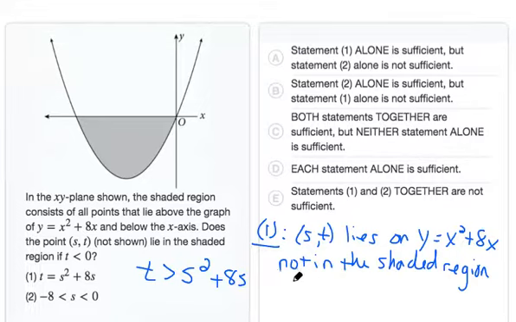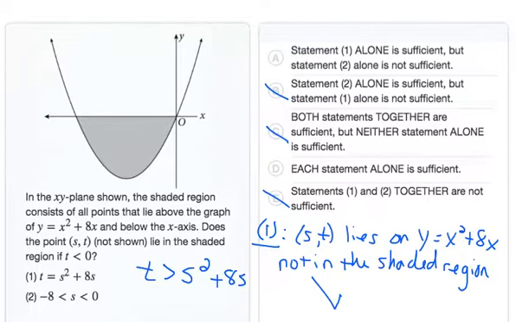So it lies on the line and not in the shaded part. So we were actually able to answer the question, does the point st lie in the shaded region if t is less than 0? The answer would be no. And even though the answer is no, we were still able to definitively answer the question. So that means that this statement actually is sufficient. We can eliminate answer choices B, C, and E, and we're left with answer choice A or D.